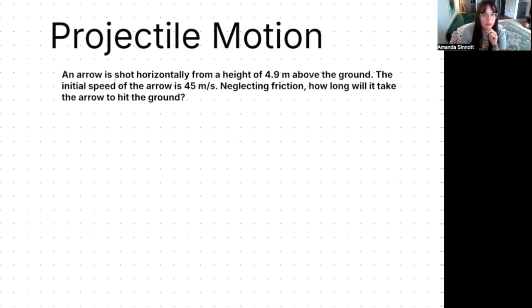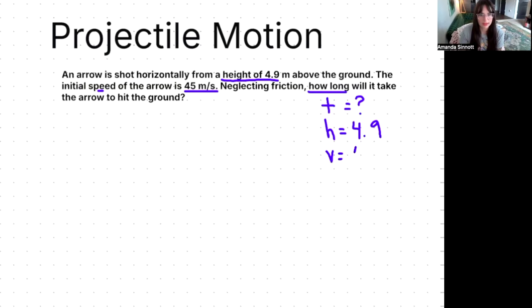We see the words here, how long. What are we looking for? How long is going to be time. So t equals something. Let's find out what information we have. We have our height, 4.9. Our initial speed is 45 meters per second, so we have our speed or velocity. We will put V equals 45 meters per second.